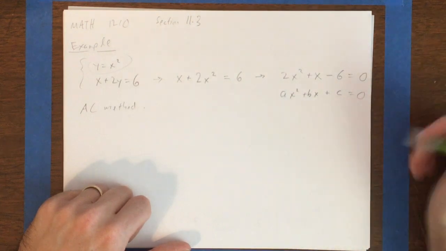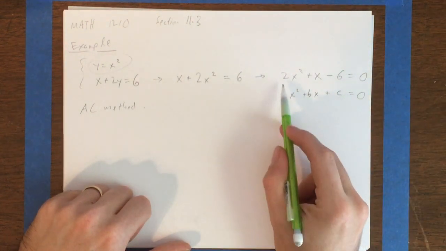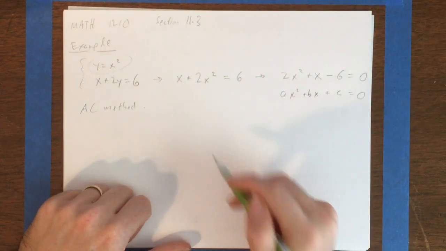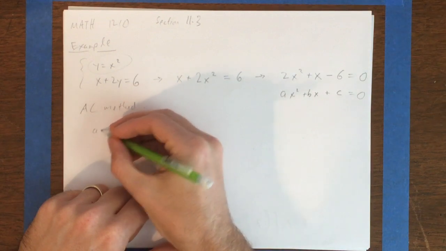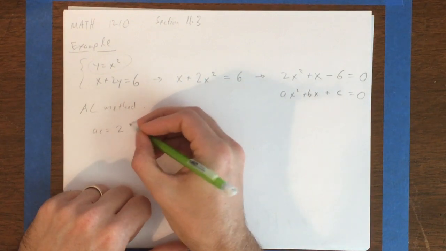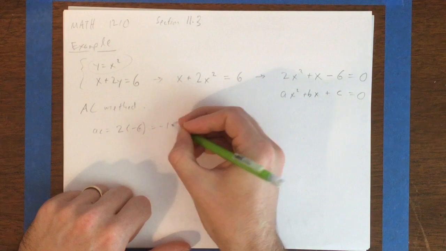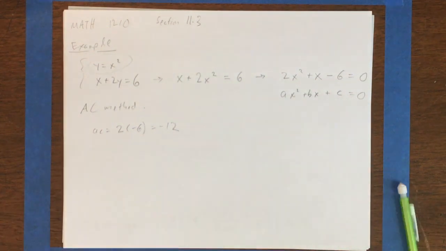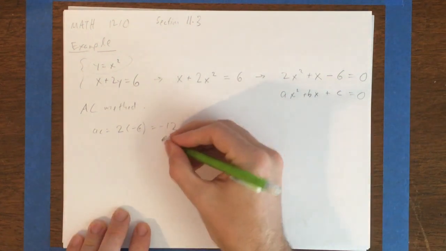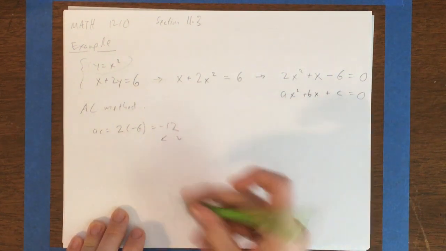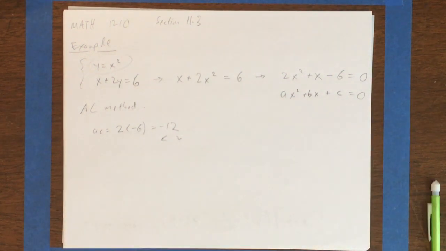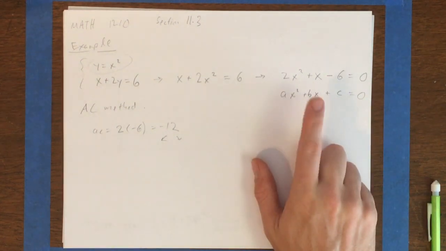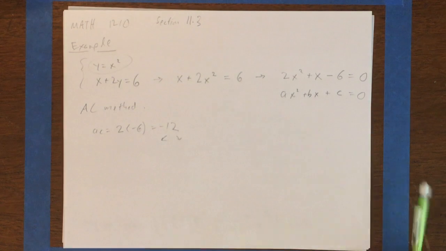I'll explain how to use it, and that is you take the a value and the c value and you multiply them together. So AC is going to equal 2 times negative 6, which is negative 12. Then what we want to look for is factors of negative 12. So we want to try to factor negative 12 into a product so that the factors in that product add up to whatever the b value is, which in this case is 1.